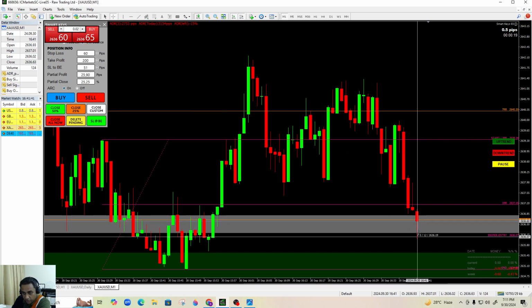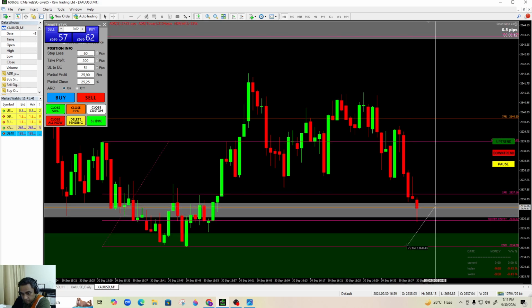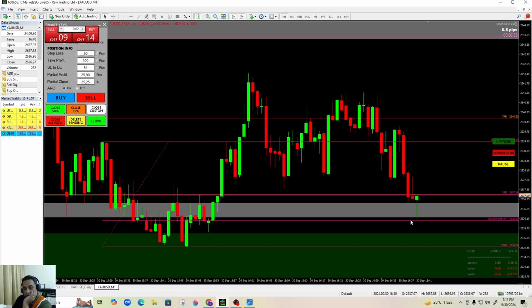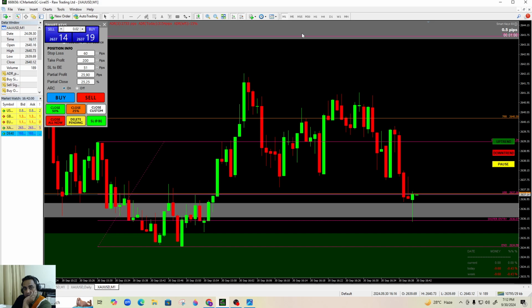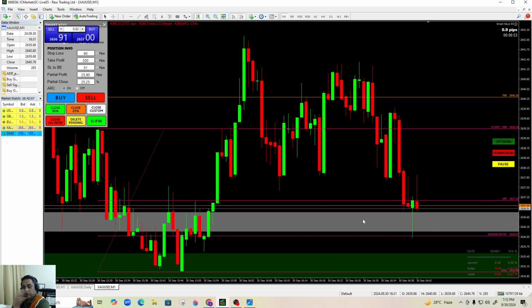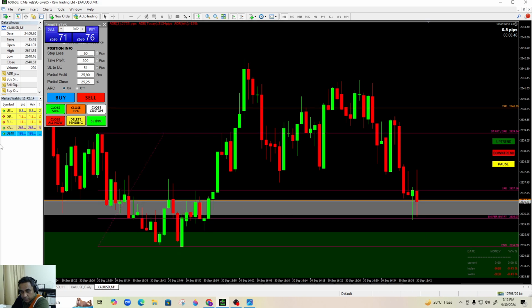We did tap here. Can I see an M1 candle close strong bullish from this support? Yeah, we do have one, but we are coming back down again.